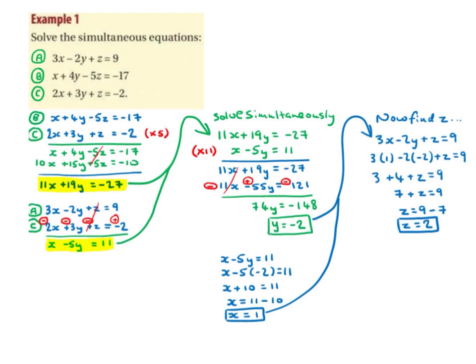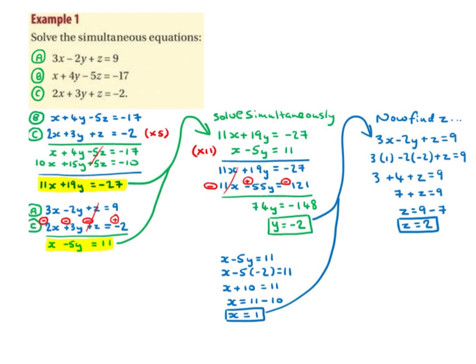So 2x by 5 is 10x, 3y by 5 is 15y, z by 5 is 5z, minus 2 by 5 is minus 10. Now I can cancel out my z's. x plus 10x is 11x, 4y plus 15y is 19y, minus 17 minus 10 is minus 27. So now I have one equation in terms of x and y. Now we need to get another one.